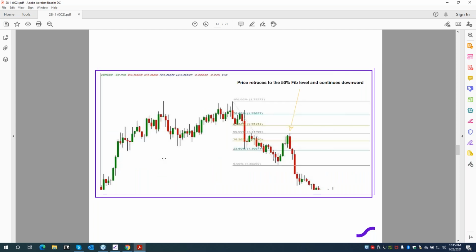So let's move on really fast, guys. Hopefully we can do this in real time as well. So price retraces to the 50% level and continues downwards. Okay, this is a downward trend, as we can see. So you take your Fibonacci tool, start from the top and then move to the lowest point here, the low. And this creates your Fibonacci levels from 0 to 100, which again, it touches the resistance level and starts to turn back down again.